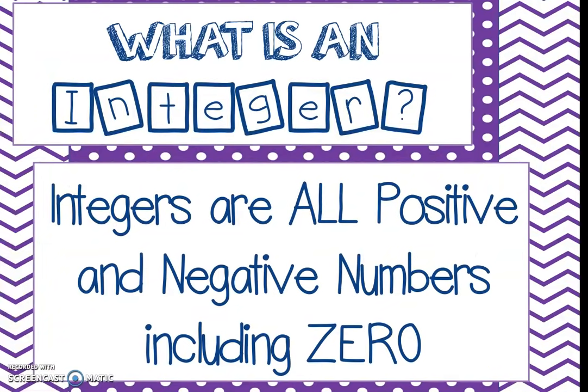So the first thing that we need to discuss is, what is an integer? Integers are all positive and negative numbers, including 0. So go ahead and fill that in on your notes paper as we go. If I talk too fast, you can pause the video to fill in your notes and then press play to keep going. So when we talk about an integer, it is every single number out there, positive and negative, including 0, since 0 is neither positive nor negative.